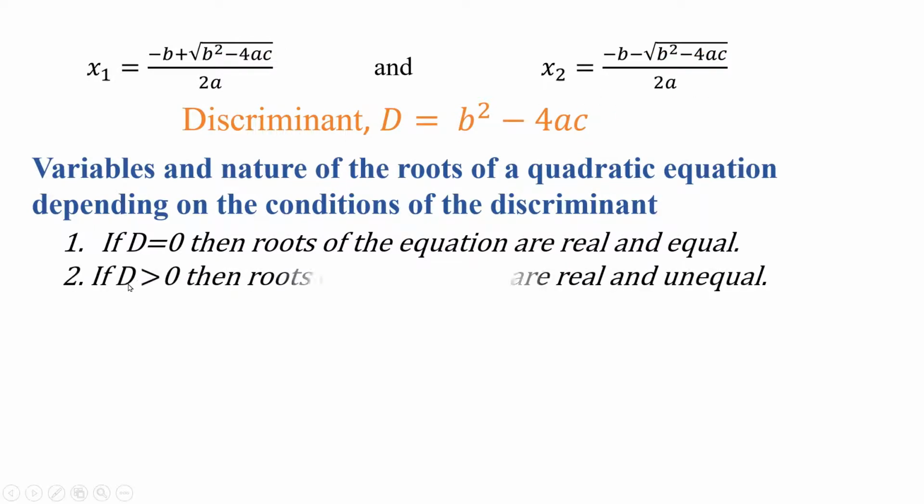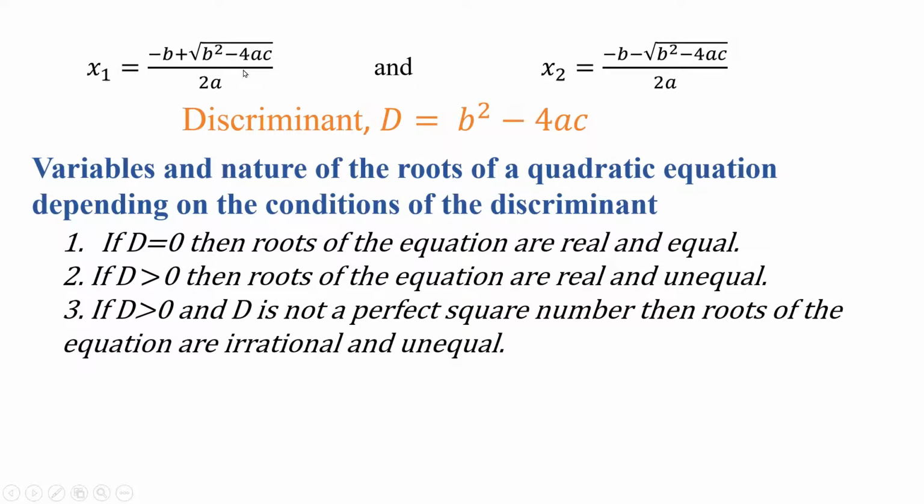Okay. Second condition, if D is greater than 0, then the roots of the equation are real and unequal. If D is greater than 0, then the square root of it has some value. Okay. Therefore, minus b plus some value and minus b minus some value are different. Therefore, the roots of the equation are different. Okay. Unequal. Real and unequal.